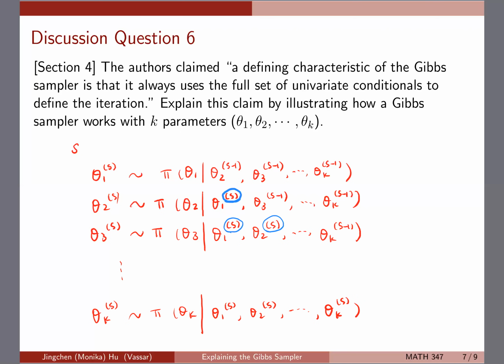All right? Would it be k minus 1? Oh, yes, k minus 1. Thank you. So this will be the process of doing one iteration of the Gibbs sampler.